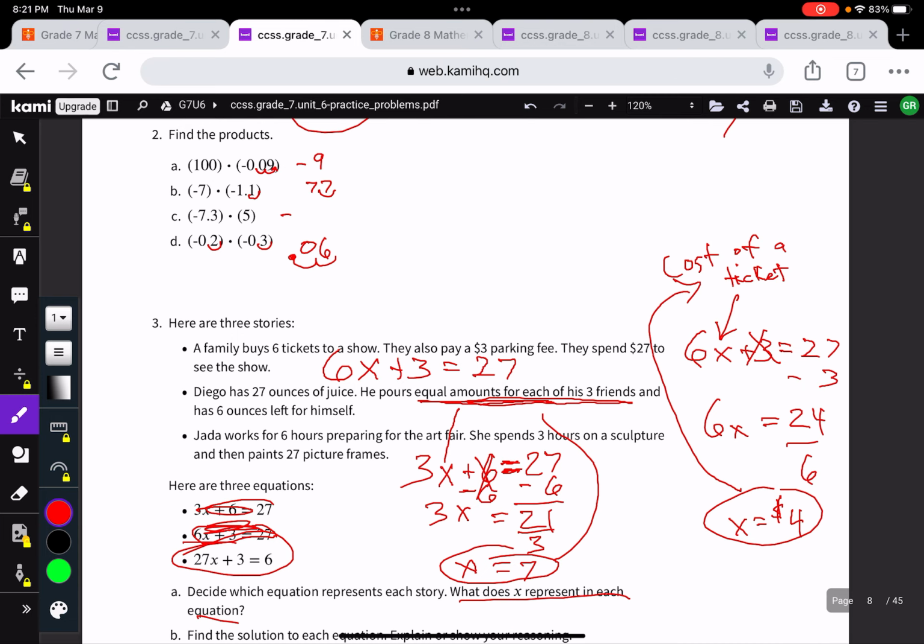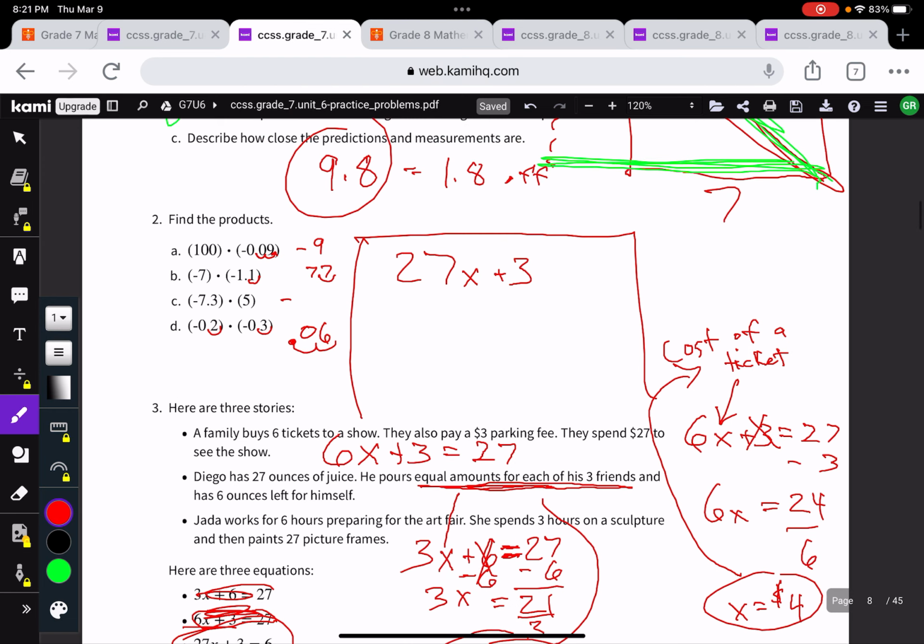So first off, what does X stand for? I would write it. Oh, that's fine. So it is 27. Let's just draw a little box for us to work in. 27 times whoever knows how long that she's working per picture frame, plus the 3 hours. 27 times, that's the time. This is the time per picture frame. That X is the time per picture frame.